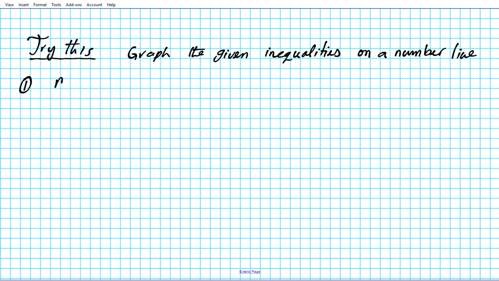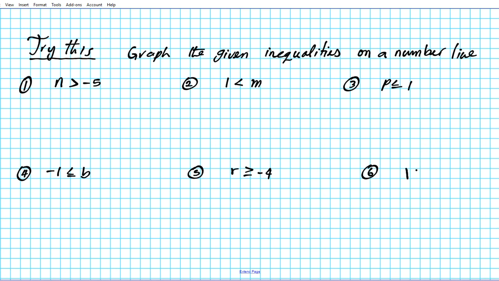Let's say you have n is greater than -5 for number 1. Number 2, 1 is less than m. Number 3, p is less than or equal to 1. Number 4, -1 is less than or equal to b. Number 5, r is greater than or equal to -4. And then number 6, 1 is greater than or equal to x. Go ahead and pause the video. I'd like you to try out these 6 problems. When you're done, click on play to see what the answers are.